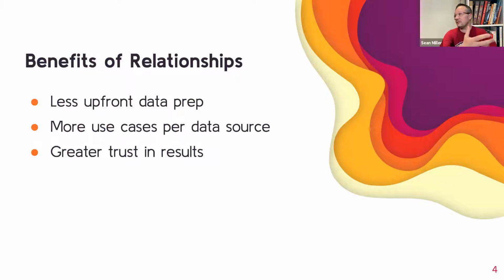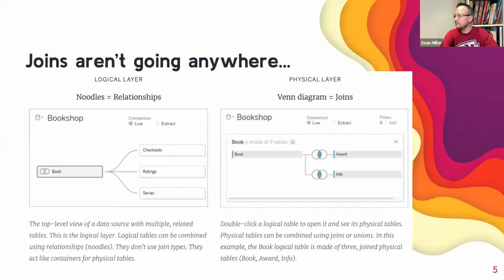But one of the other great things is you're going to have greater trust in your results, because you're not doing a lot of that pre-processing of your data, and you don't have to do deduplication with LODs. It's just the number. It just is. You're going to have greater trust in the results that you get. Like I said, joins are not going anywhere, but we do have to start thinking in different layers.